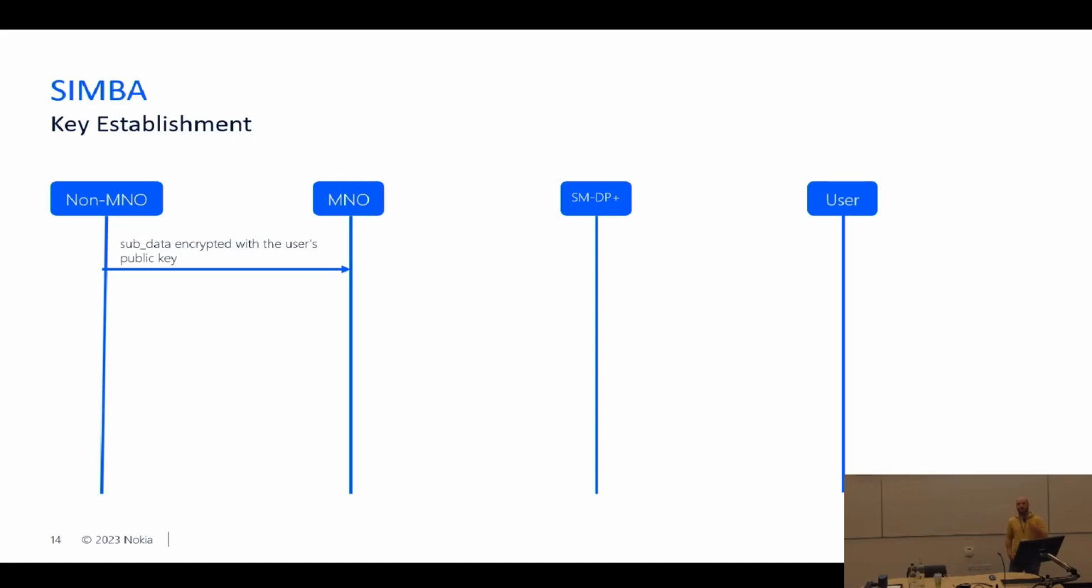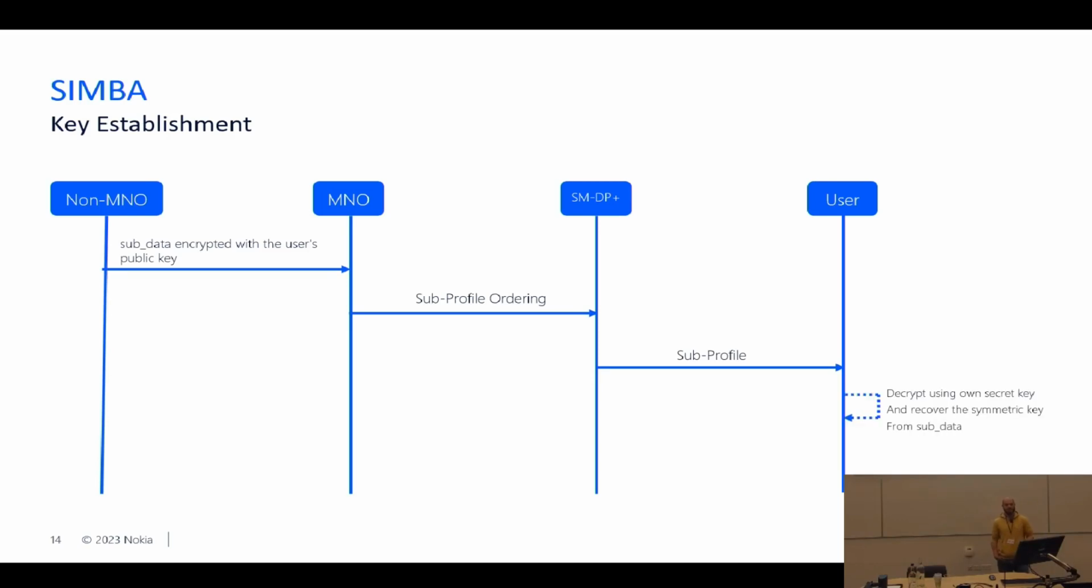At this point, the MNO initiates a traditional run of the RSP protocol, but instead of ordering a profile, it orders a subprofile for some encrypted data it cannot see, and the SM-DP+ forwards the profile to the user, who decrypts it using its own secret key.